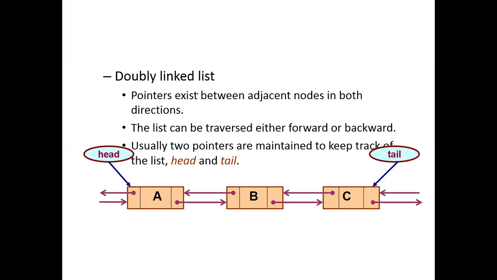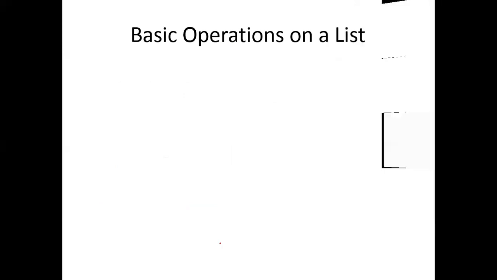If it is a circular doubly linked list, the last node will be connected to the first node. If it is a circular singly linked list, the last node will also be connected to the first node. So a circular linked list can be implemented both as a singly linked list and as a doubly linked list.